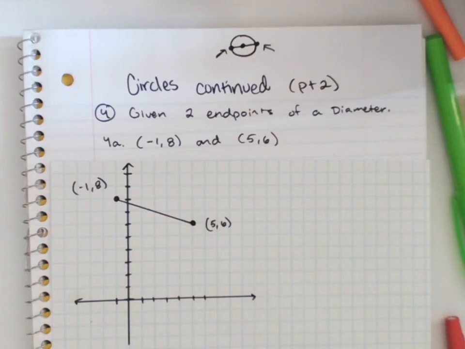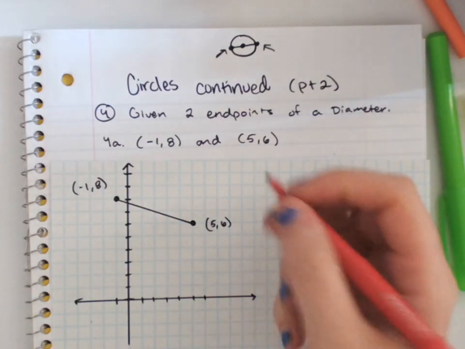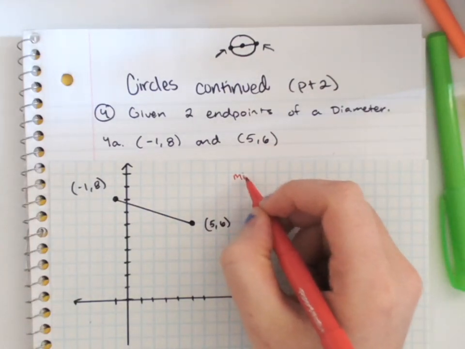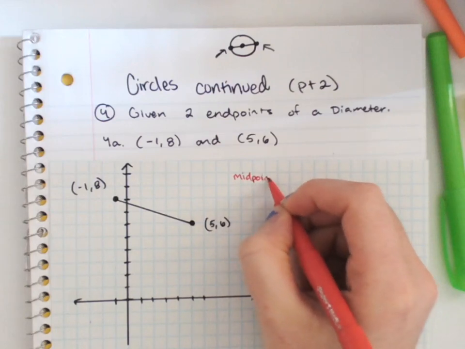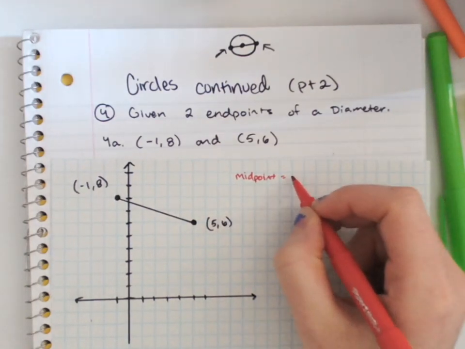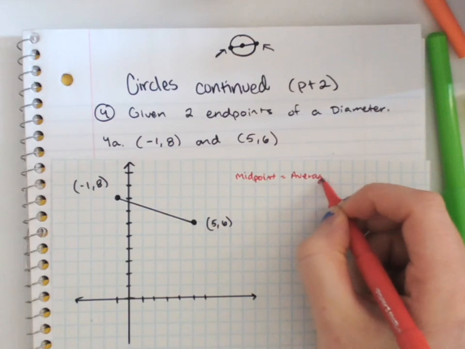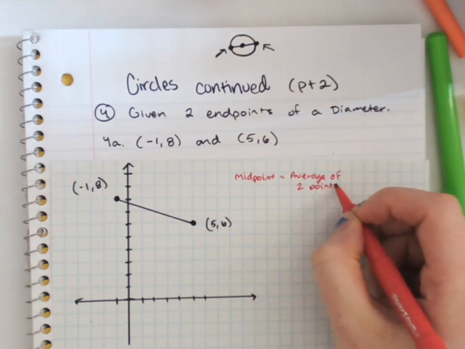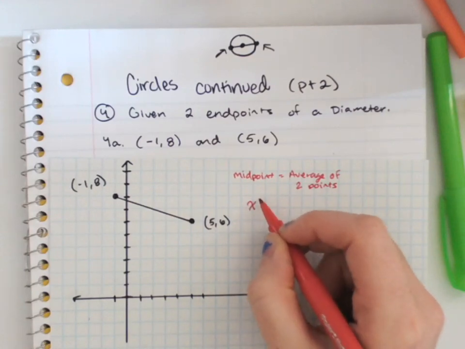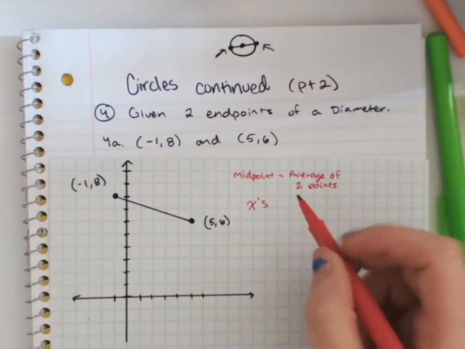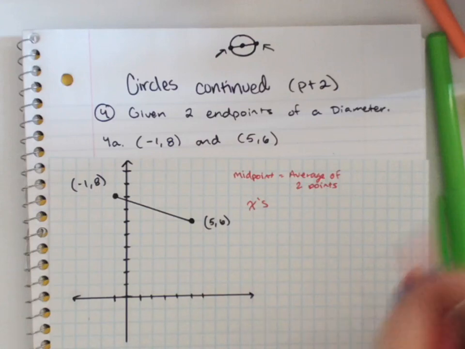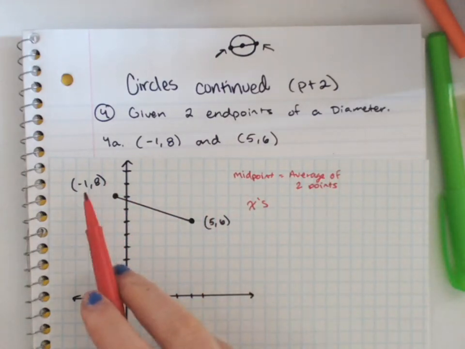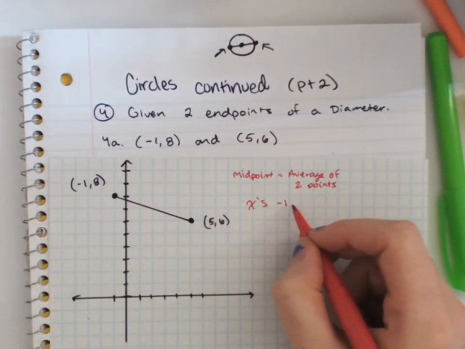Instead, we should find the averages between the values. Averages will find the middle. So if we find midpoints, this is the average of 2 points. So let's find the average of the x values. That would be adding them together and then dividing by 2. So for x's, we've got -1 and 5.